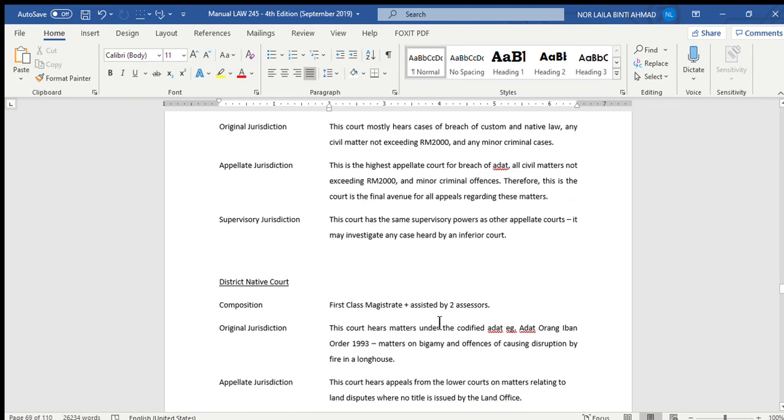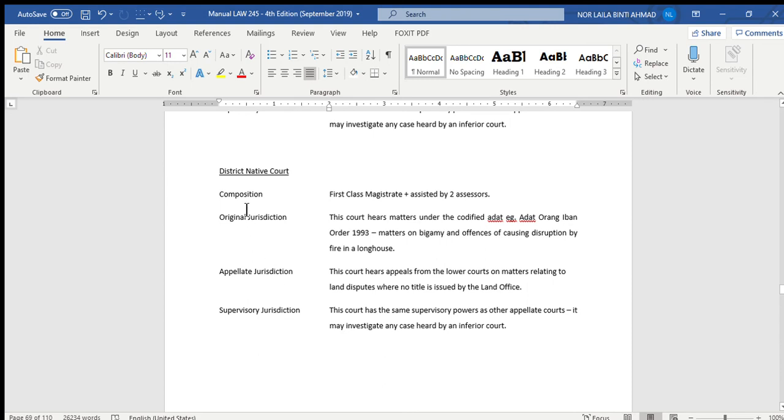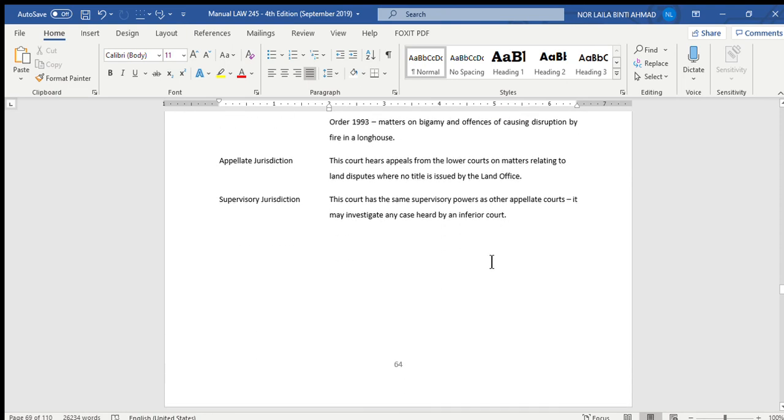Next, district native courts has three jurisdictions. In terms of its composition, it has a first class magistrate assisted by two assessors. Original jurisdiction, this court hears matters under the codified adat, for example, Adat Iban Order 1993, matters on bigamy, and offences of causing disruptions by fire in a longhouse. What is bigamy? Bigamy means the offence of marrying someone while already married to another person. For appellate jurisdiction, the court hears appeals from the lower courts on matters relating to land disputes where no title is issued by the land office. And supervisory jurisdiction, this court has the same supervisory powers as other appellate courts, and it may investigate any case heard by an inferior court, by lower court.